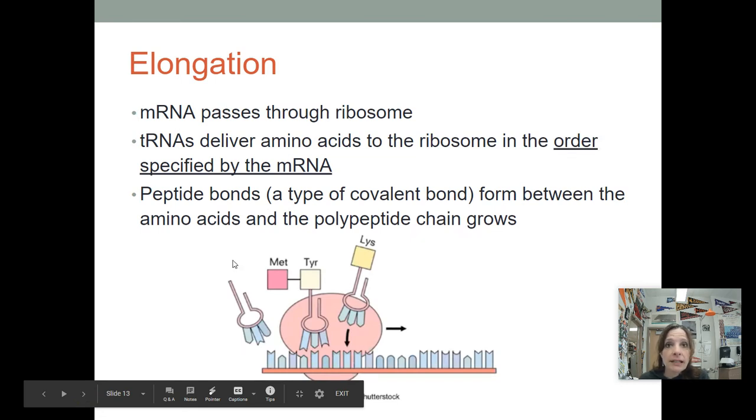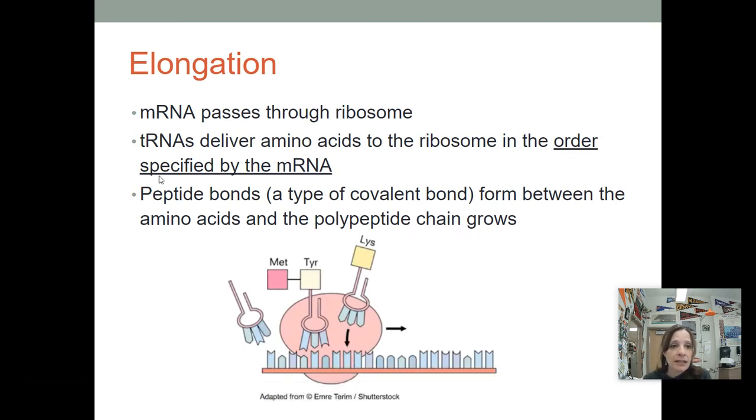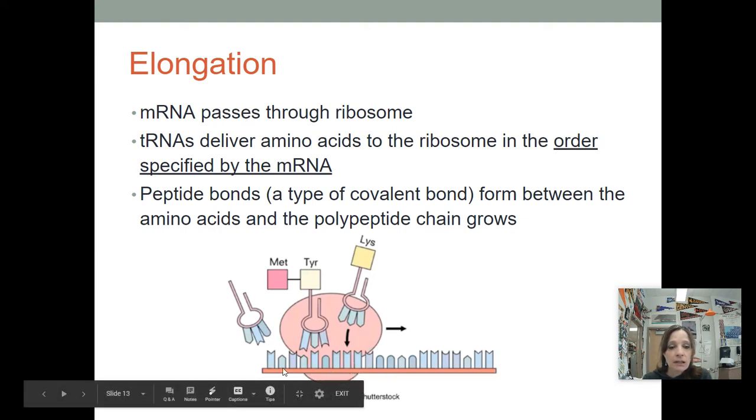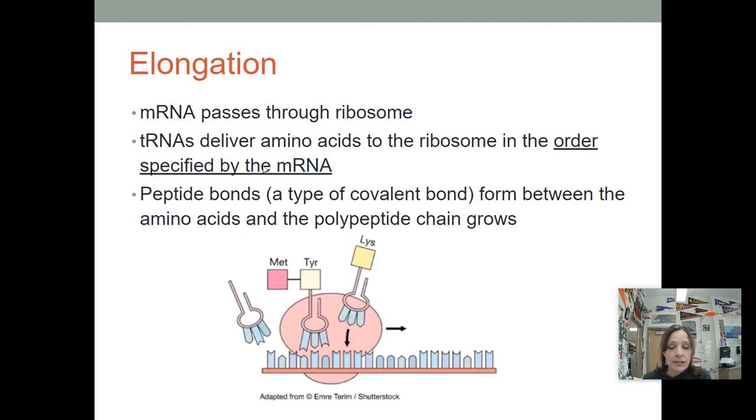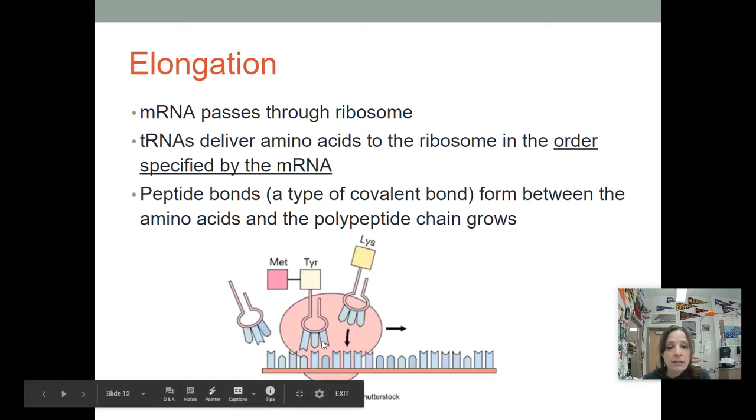Okay, next part, elongation. Here's where all of the amino acids get put together. As the messenger RNA goes through the ribosome, kind of like a cash register receipt, the transfer RNAs are going to deliver the amino acids in the order, this is important, specified by the messenger RNA. I think of transfer RNAs as taxis. They have directions, right? Their anticodon is the directions to get them to the correct place on the codon on the mRNA, and they're just delivering their amino acid.